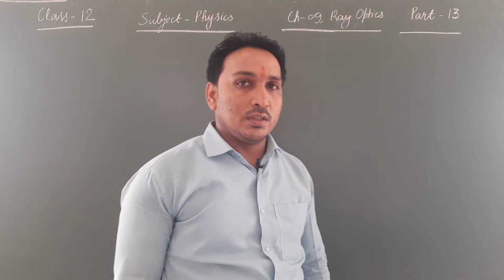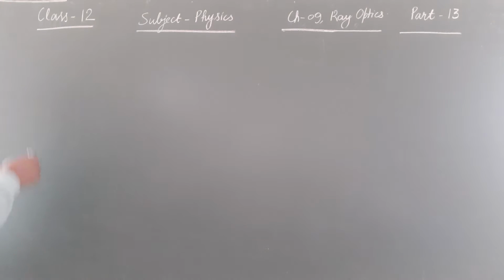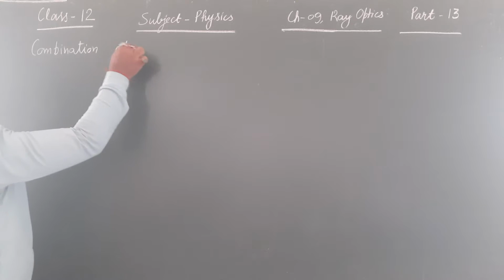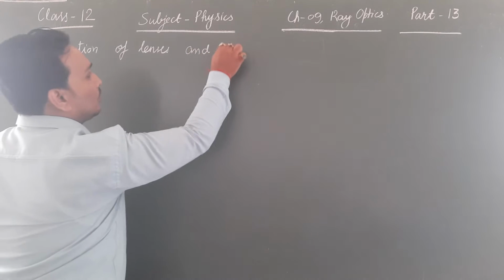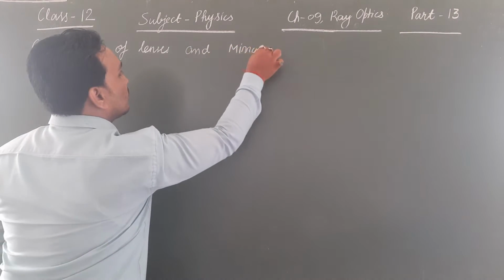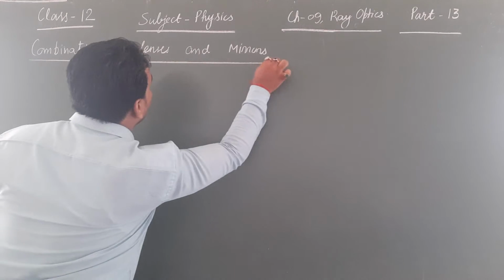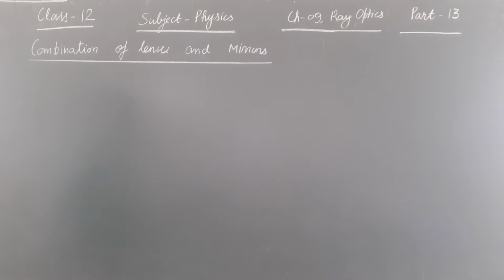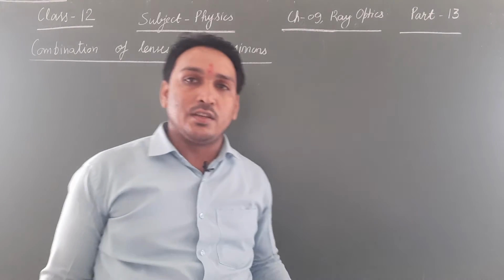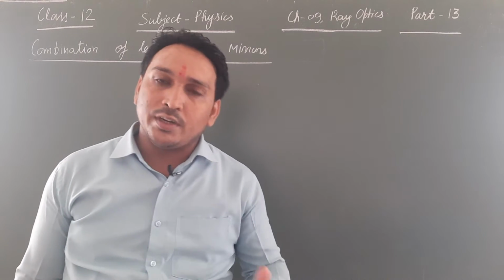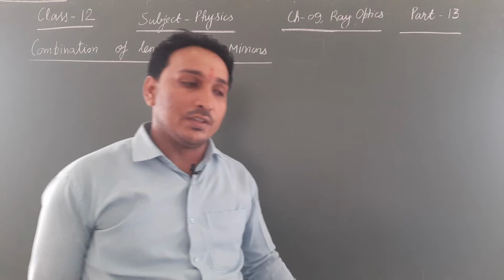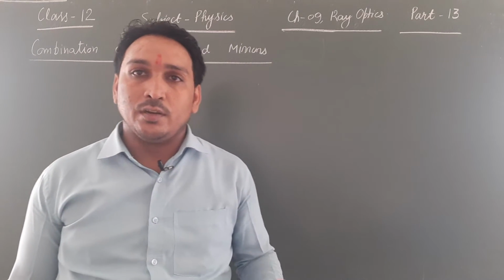Okay, so let us discuss first of all the combination of lenses and mirrors. In this topic, obviously from the name you must have guessed that we are going to discuss the combination of one lens, one mirror. It can be two lenses, one mirror. It can be three lenses, one mirror. It can be one lens and two mirrors. Here I am talking about spherical mirrors, not plane mirrors.